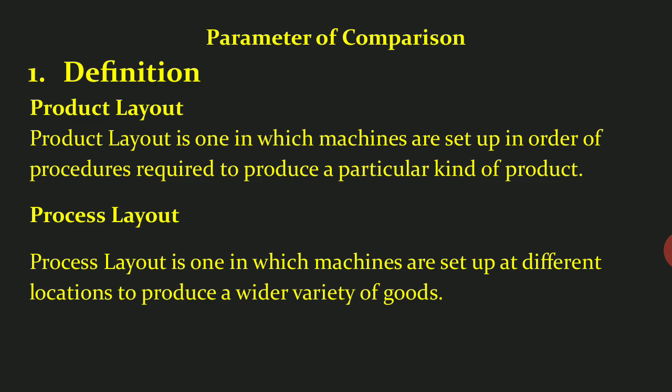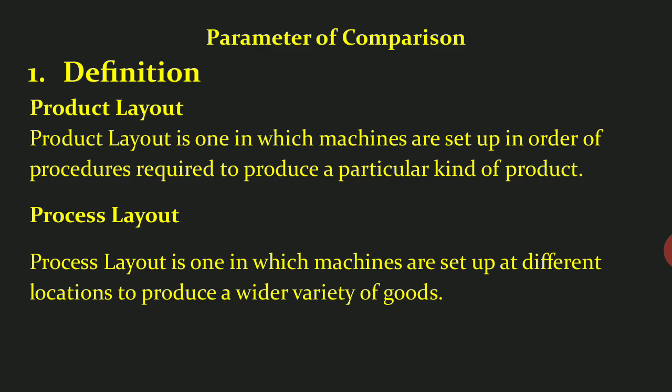Now, if we check the process layout definition, then we can say that process layout is one in which the machines are set up at different locations to produce a wider variety of goods. That means the process layout is such in which all the machines performing similar work are set up together. They are together, and then the process goes on. That means a variety of goods are to be produced. This is the best type of setup.